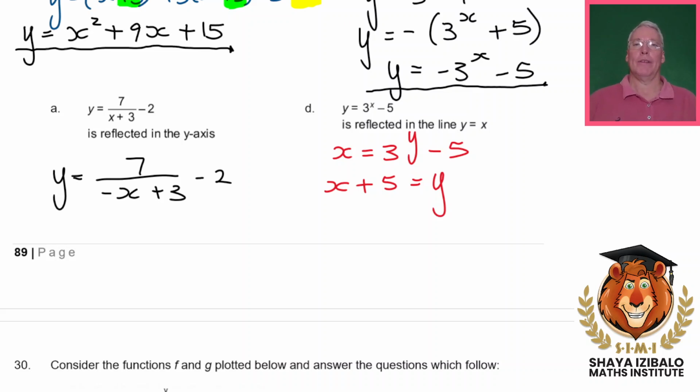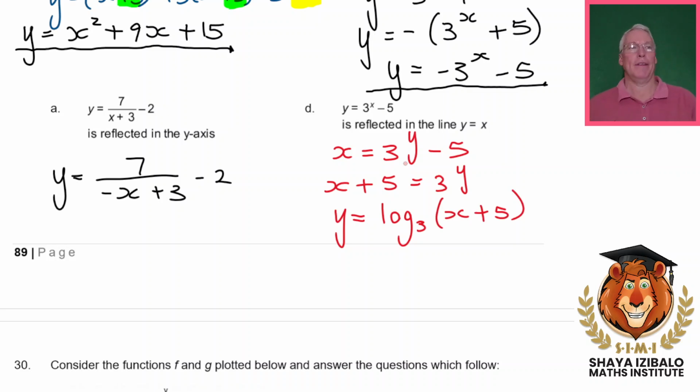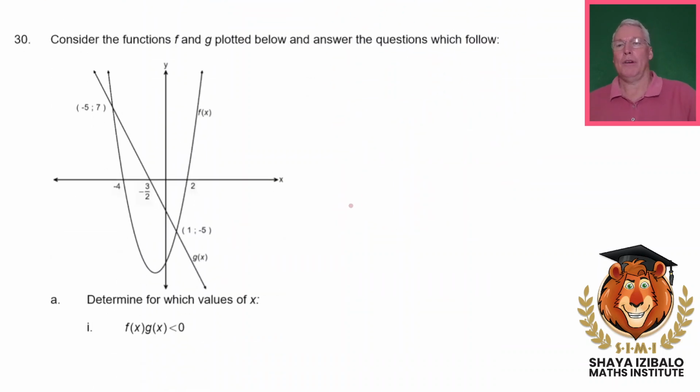Now, sorry, 3 to the y, not y. Now we want to get y out of the exponent. We're going to use logs. Y equals log base 3 of x plus 5. That is the inverse of the other graph, and because of that it will be a reflection in the line y equals x. Right, turn over, pause the video briefly and see if you can try this question. So now we're looking at interpreting two different functions and seeing what's happening.